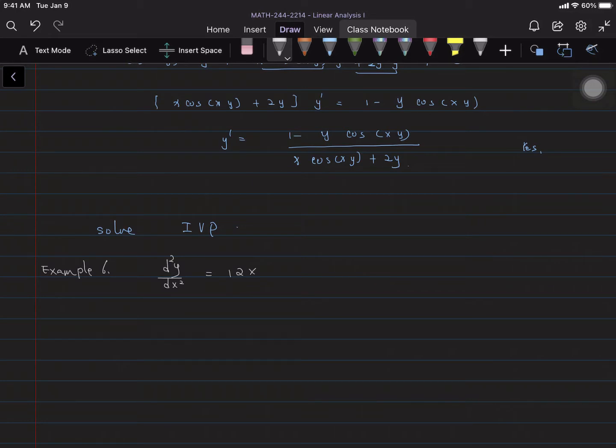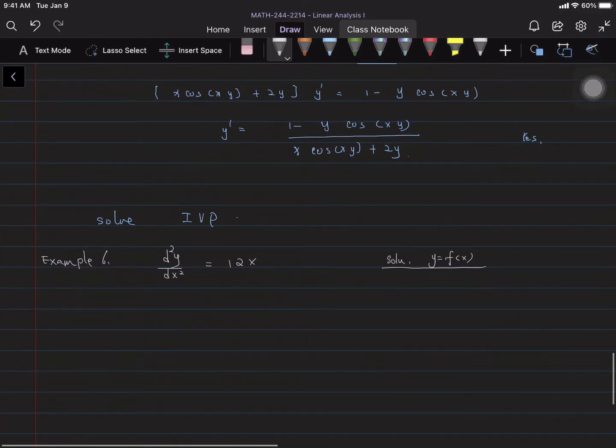So solution means it should be y equals f(x). That is the solution. We want to find the solution, solve for y. Actually, we did a similar thing in case 3. Let's see, if we say this is acceleration, how to find the velocity, how to find the position function. So we just do integration, right? Do integral.